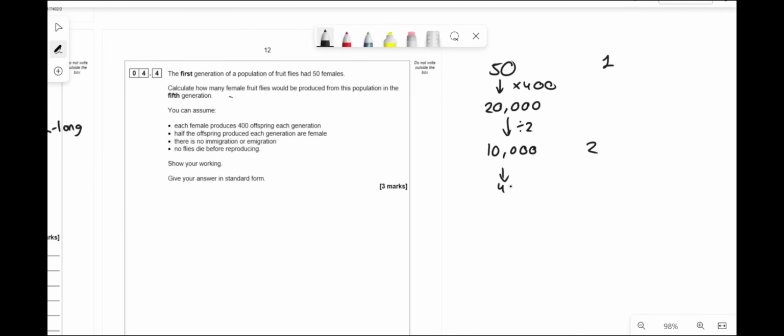Now again, each one of them has 400, so times by 400. And you've got 4 times 10 to the 6. But again, remember, half of them are female, so divide by 2. And that gives you 2 times 10 to the 6. That's your generation 3, and then you rinse and repeat the cycle. So I'm going to times it by 400, divide by 2, and that gives me 4 times 10 to the 8 as generation 4, then times 400, divide by 2, and that gives me the last generation, which is 8 times 10 to the 10.